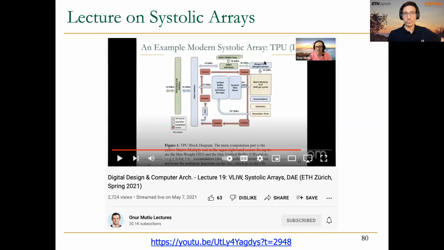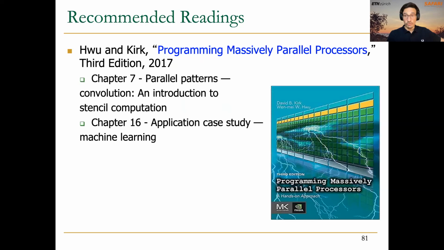So if you want to learn more about systolic arrays, I would recommend this lecture from Professor Mutlu. And if you want to learn more about convolution on GPUs and also machine learning on GPUs, please take a look at chapters 7 and 16 in the book, Programming Massively Parallel Processors.